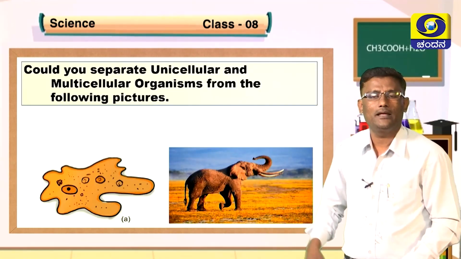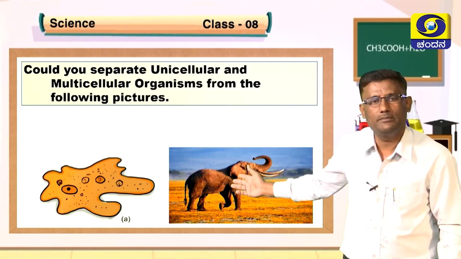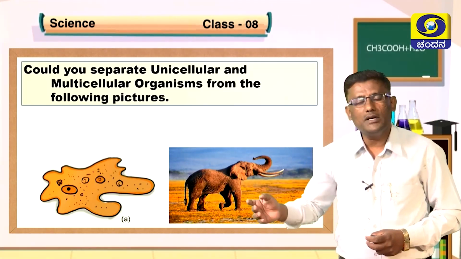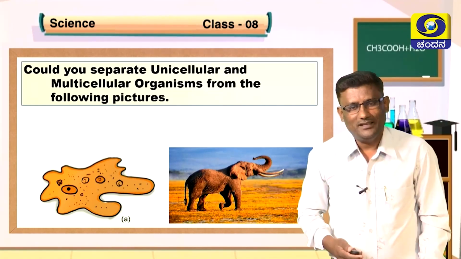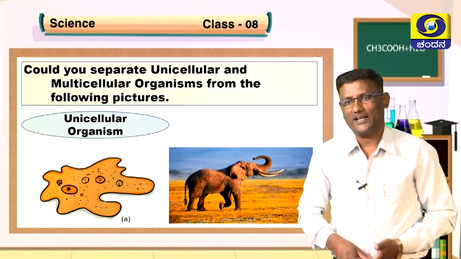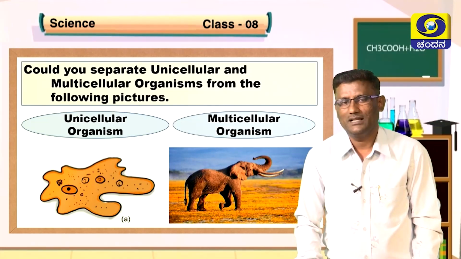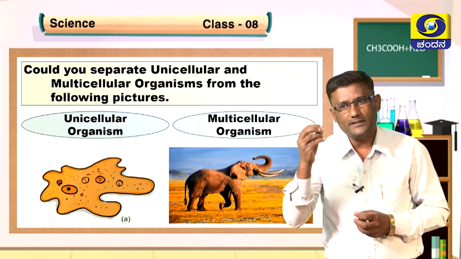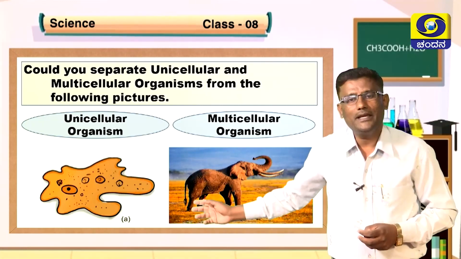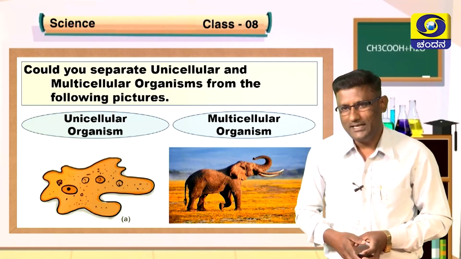Here are 2 more pictures. The first one is the amoeba, then the second one is a large animal known as the elephant. Could you separate the unicellular and multicellular organisms from these 2 pictures? Yes, the first one, amoeba, is a unicellular organism and the second, elephant, is a multicellular organism. In an amoeba the body is made up of a single cell, that is why amoeba is considered a unicellular organism. In an elephant the body is made up of many cells, that is why it is considered a multicellular organism.